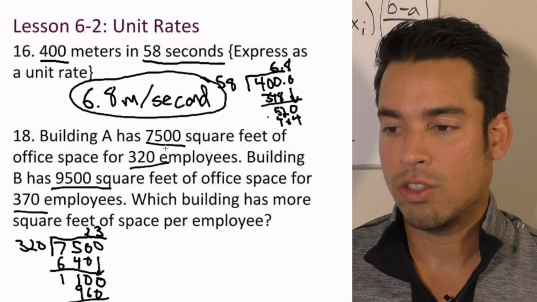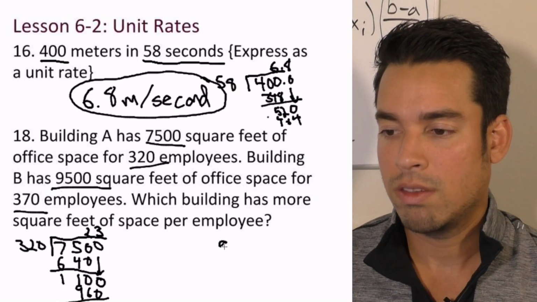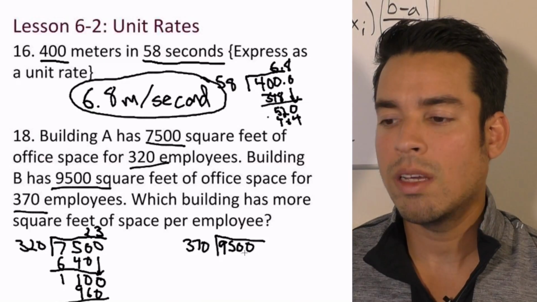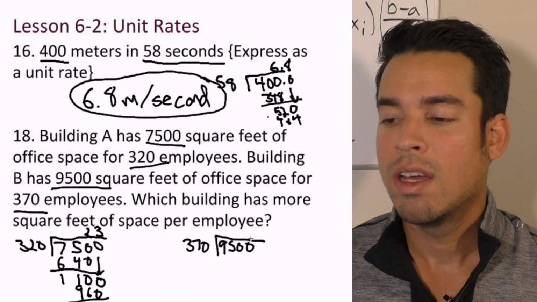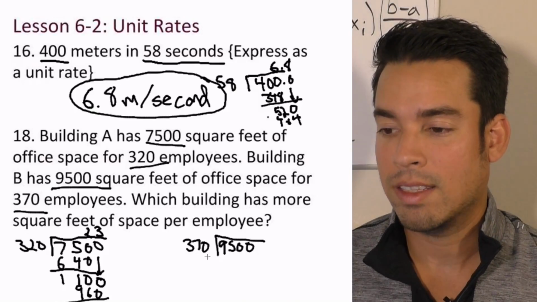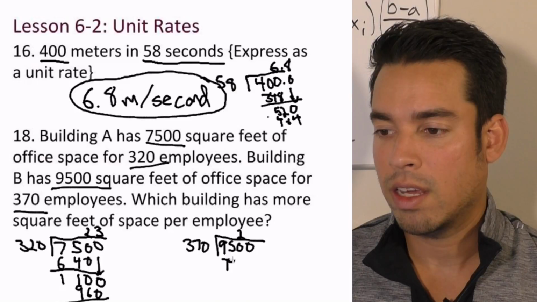Now let's compare it to building B, 9,500 divided by 370. How many times does 370 go into 950? Again, it is 3 times. Actually, no, sorry, it's less than 3 times. Excuse me, it's 2 times. 2 times this is 740. Let's do our subtraction. This ends up becoming 210. Bring down one more 0.